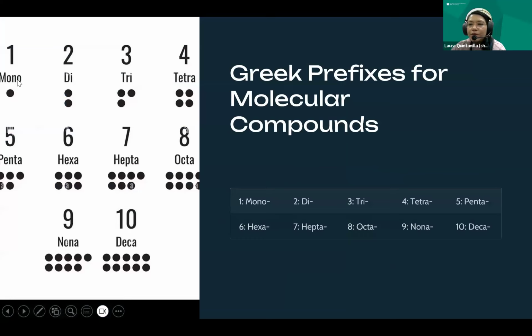So if you don't know what the Greek prefixes are, here they are. You will probably have to memorize these, so you can practice using them. But over time, you should be able to remember what each of the prefixes are. But yeah, you'll have to remember these.